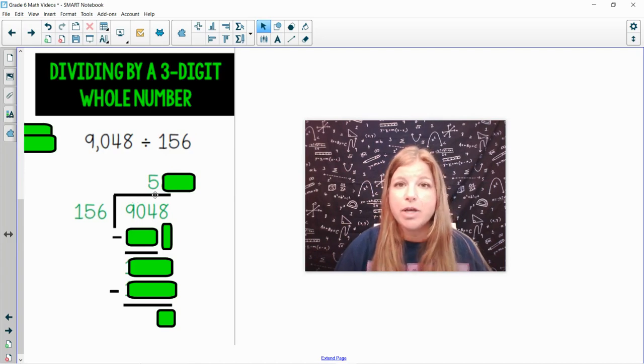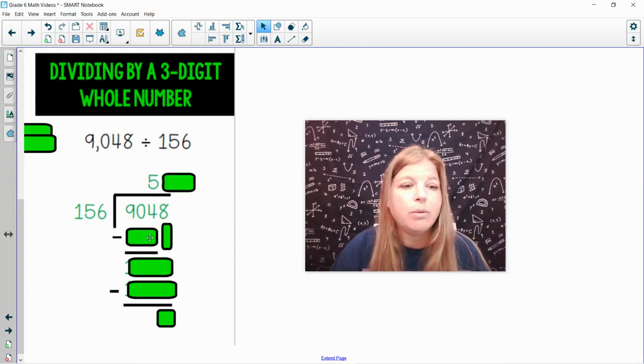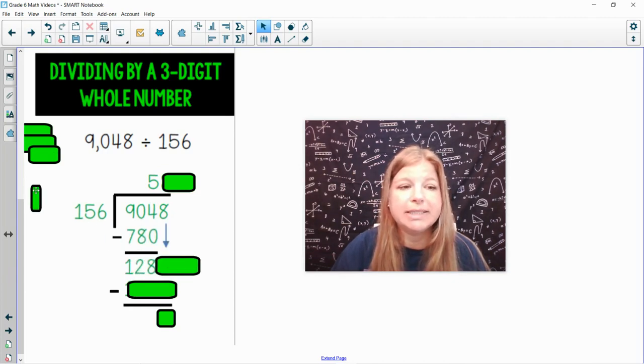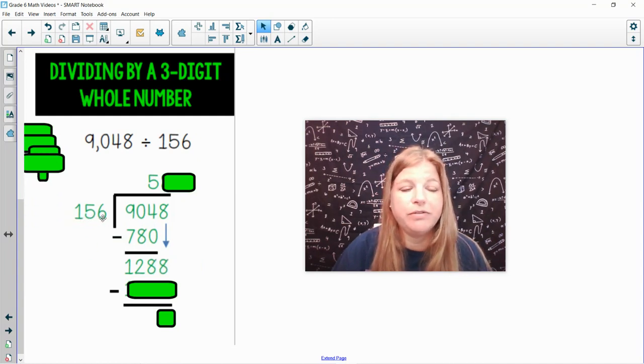156 times 5. And if you have to do a little math work on the side to do your multiplication to figure out how many times it goes in, then that's what you would do. 156 times 5 is 780. We subtract at that point. After we subtract, we bring down the next number. And then we just do the same. 156 goes into 1288. I would have to figure out how many times, maybe a little math on the side. The answer ends up being 8. And I get my answer.